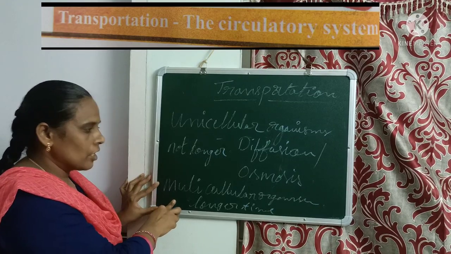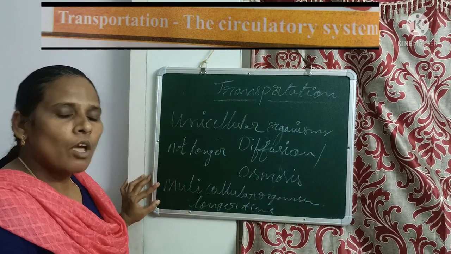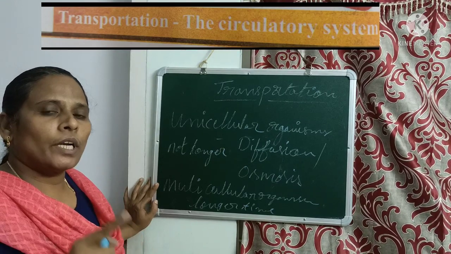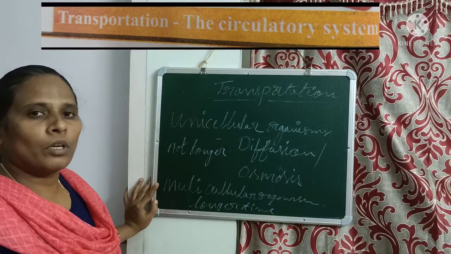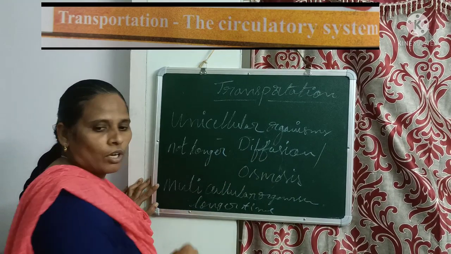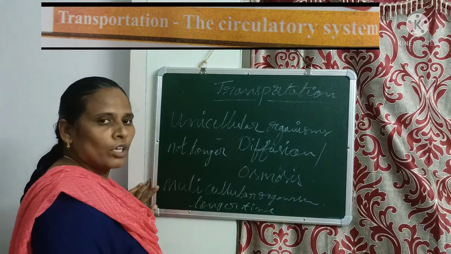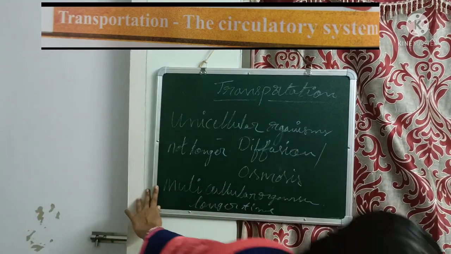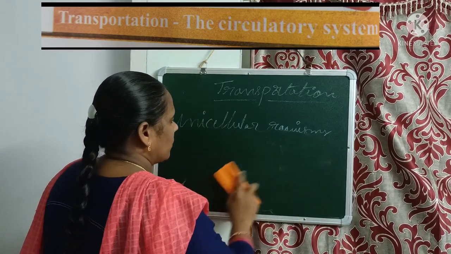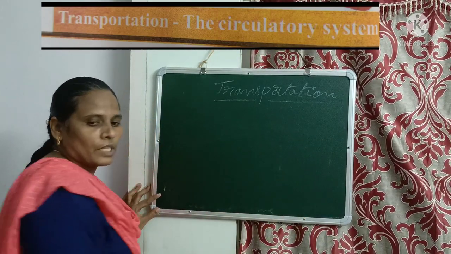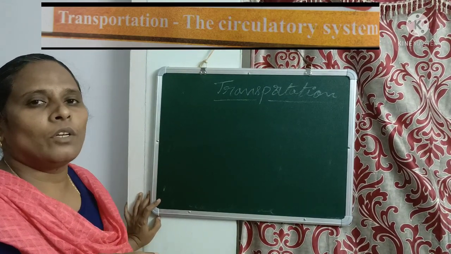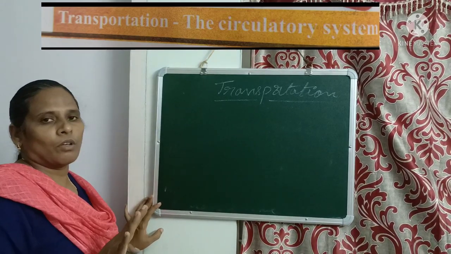Coming to multicellular organisms, they have trillions of cells and big bodies. So all these nutrients, water and minerals have to be transported to the whole organism. So it takes a longer time if they depend upon diffusion or osmosis. For this, multicellular organisms need a separate circulation. What is that? Separate circulation. To circulate these minerals, water and nutrients, multicellular organisms have a separate organ system.